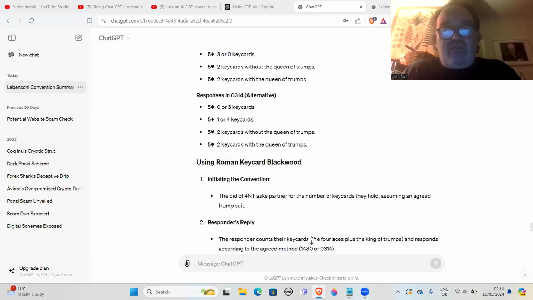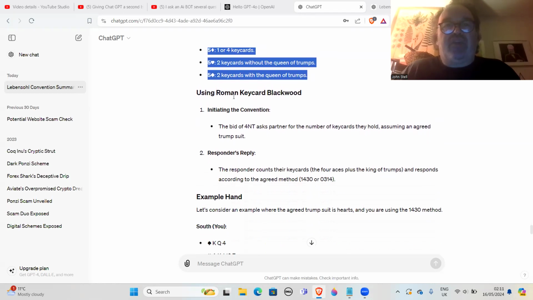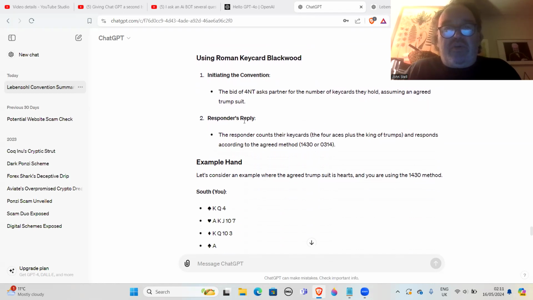And it's given, that's all correct. So far, so good. Using Roman Keycard Blackwood, initiating the convention. The bid of 4 no trumps asks partner for the number of keycards they hold, assuming an agreed trump suit. Responders reply. The responder counts their keycards, 4 aces plus the king of trumps, and responds according to the agreed method.